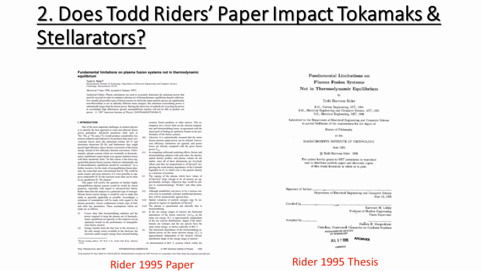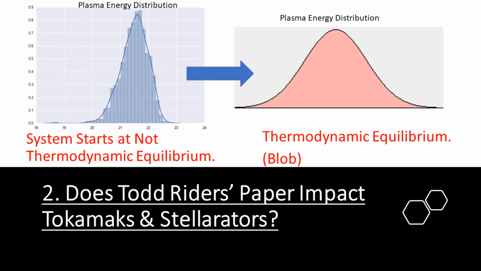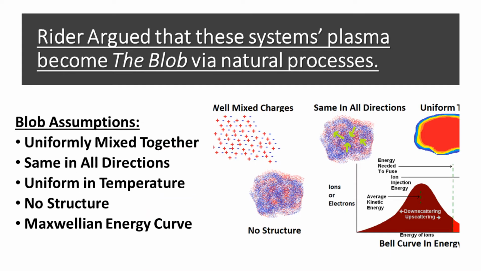And the papers analyzed plasma fusion reactors where the plasma was not at thermodynamic equilibrium, aka like a Maxwellian bell curve or a thermal distribution of plasma. So his systems were not at those conditions. And he basically said that they would fall into those conditions due to natural processes. So the plasma charges would mix together and the thing would become unstructured and it would become essentially a blob, an unstructured, homogeneous, uniformly mixed blob of plasma in the center of a reactor that radiates a ton of energy away.